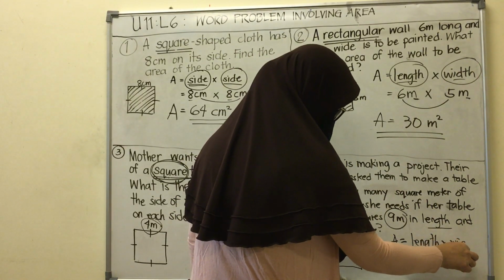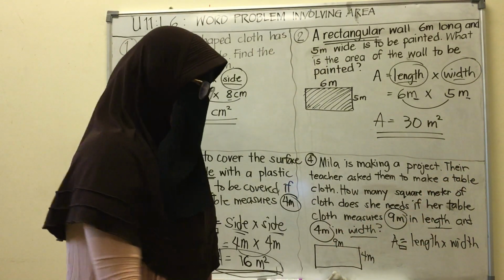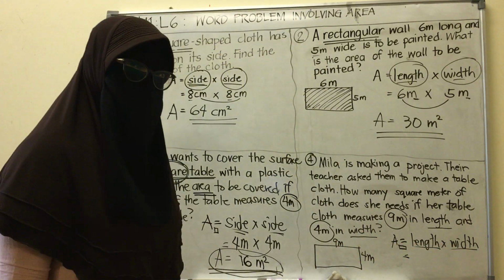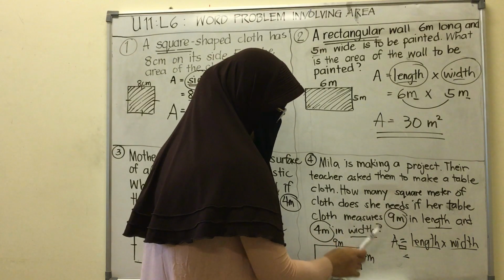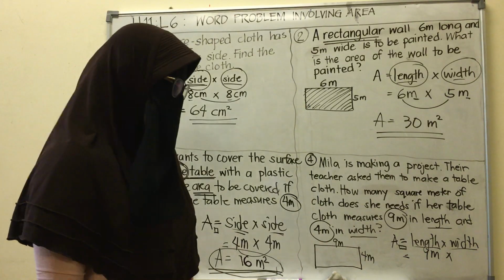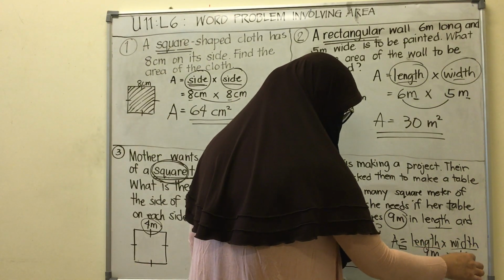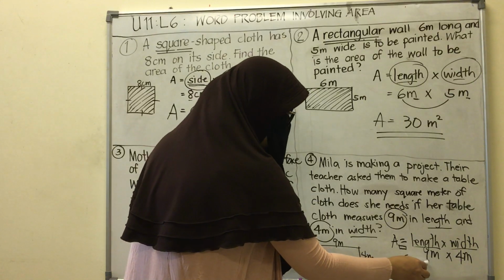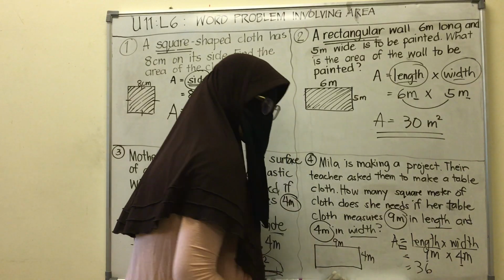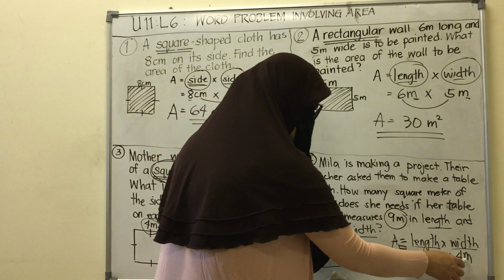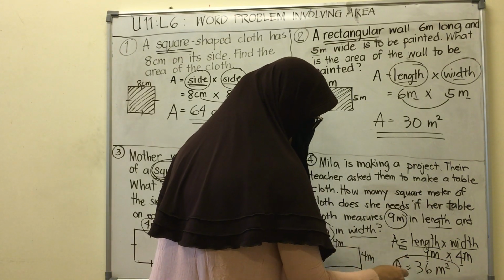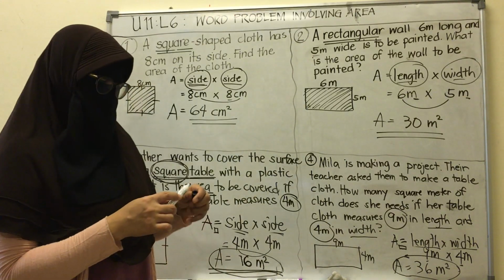times the width. Then we replace the length with the number corresponding to the length. So length is 9 meters and the width is 4 meters. Now we multiply first. 9 times 4 is 36. And then meter times meter is meter squared. So the area of the tablecloth is 36 meter squared.